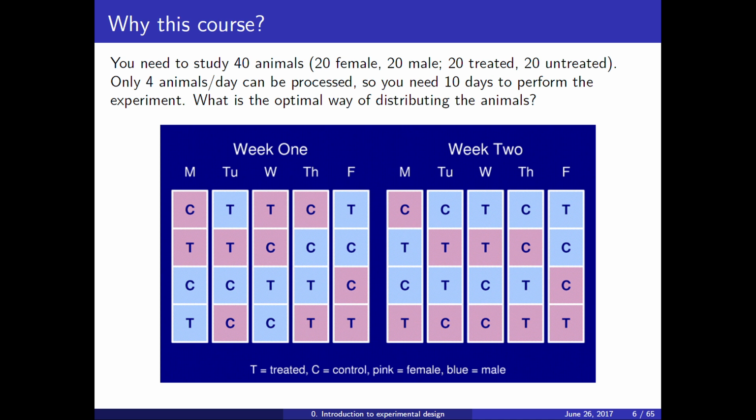So for instance, let's say that you need to study 40 animals, 20 of them are female, the other 20 are male, 20 of them will be treated, the other 20 will be untreated. And you can only process 4 animals per day, so you need 10 days to perform the experiment. What is the optimal way of distributing these animals? And for instance, here you have an example of how you could distribute them. We will come to this example later on in the course.